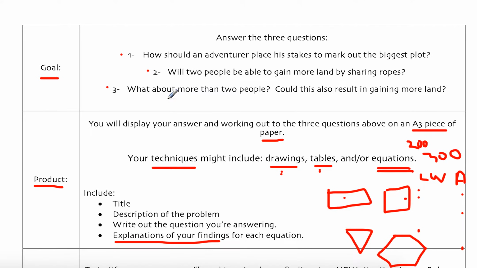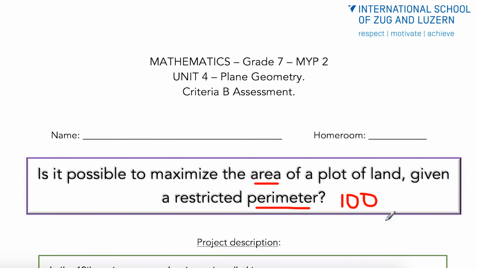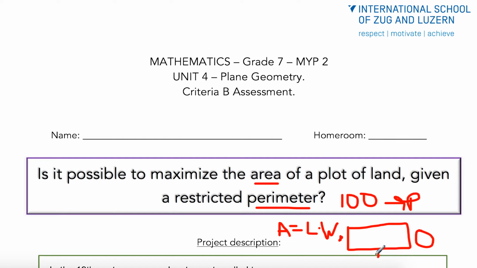Start trying out different rectangles. Remember, the idea is this: the perimeter has to be 100. That's the space all the way around. And the area is going to be different depending on what you set as the length and the width. Area is length multiplied by width. So you multiply this number by that number to come up with the area.